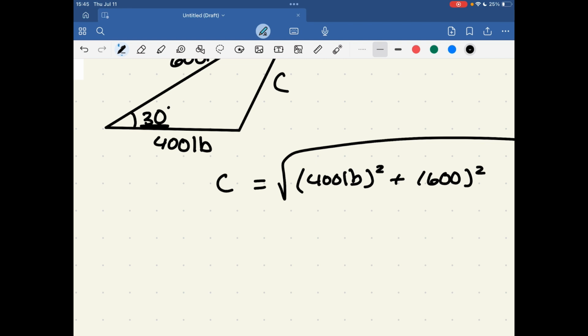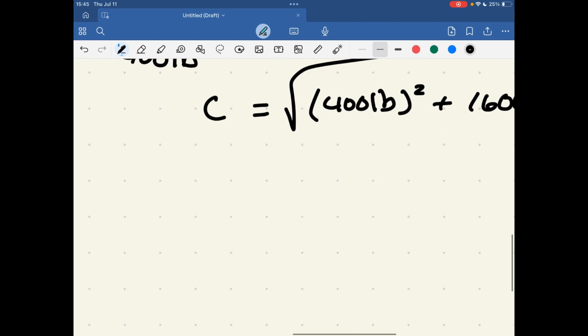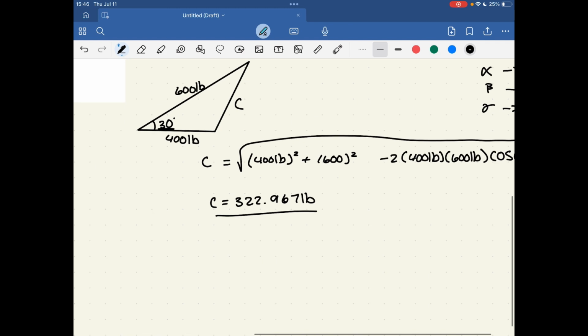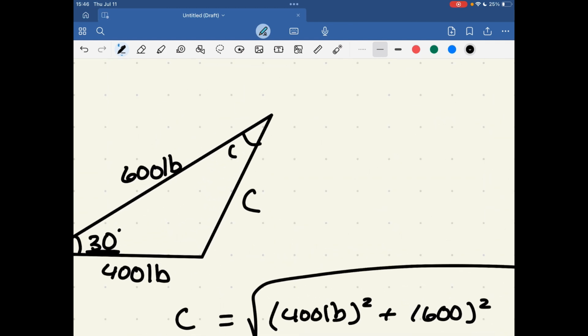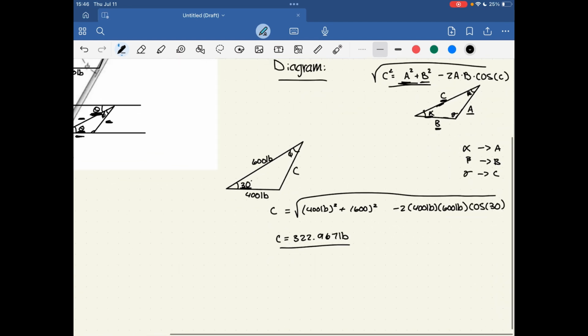Now if you type that into the calculator, you will get the square root of 400 squared plus 600 squared minus 2 times 400 times 600 cosine of 30. You should get C equals 322.967 pounds, right? But this is not what we wanted, right? We wanted to know what phi was. Now here is where law of sine kicks in.